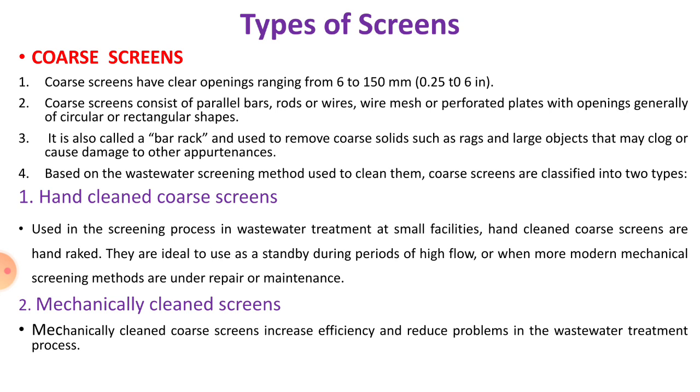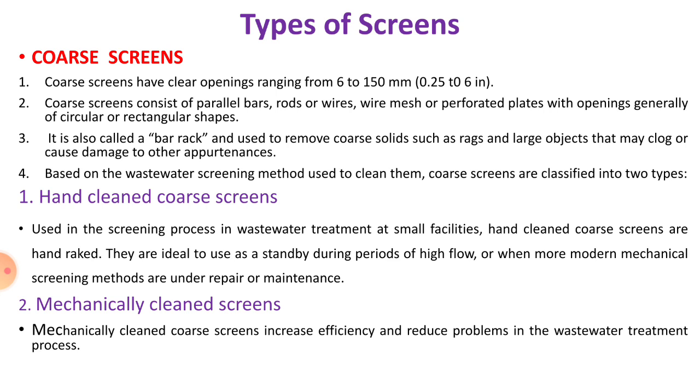Coarse screens have a clear opening ranging from 6 to 150 mm. Coarse screens consist of parallel bars, rods or wires. As we have discussed, it may be a wire mesh or perforated plates with openings generally of circular or rectangular shape. So please keep in mind, the opening should be only of circular or rectangular shape. It is also called a bar rack and is used to remove coarse solids such as rags and large objects that may clog or cause damage to the appurtenances.